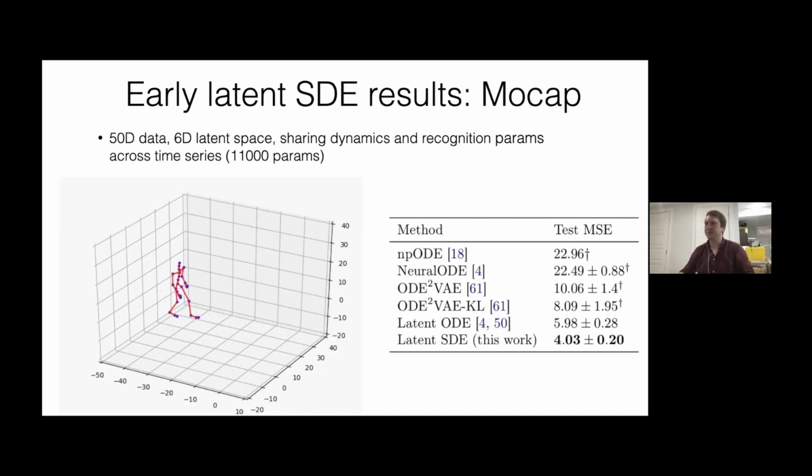But here's us having fit our SDE model to mocap data, for instance, which is 50-dimensional data with a 6-dimensional latent space, and lots of different time series that we're sharing the dynamics parameters across. It has the best predictive MSE, which I think makes sense because it's generalizing the previous models.